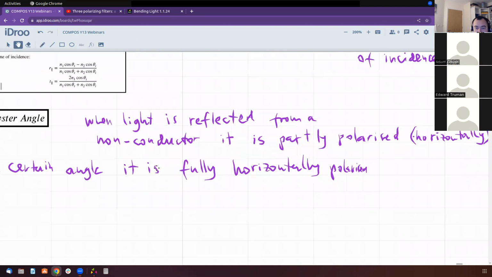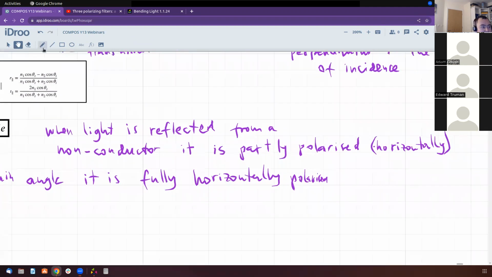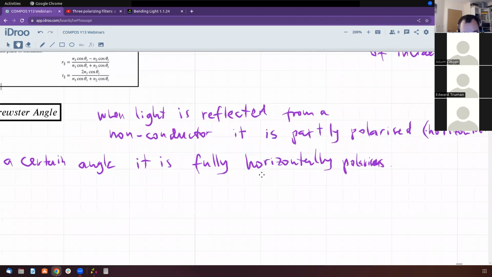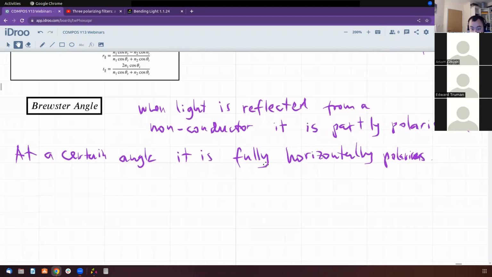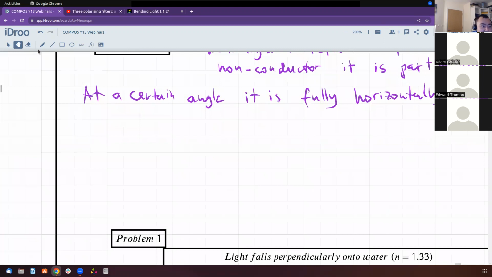Am I using? No, I'm using S in polarized. Polarized is spelled with an S in Britain and with a Z in other parts of the world. At a certain angle, it is fully horizontally polarized. So basically, what does that mean?